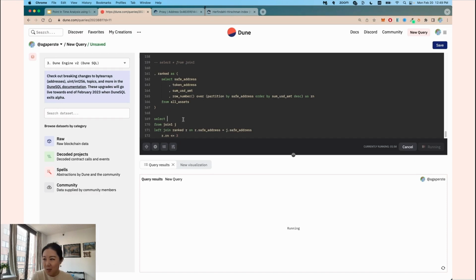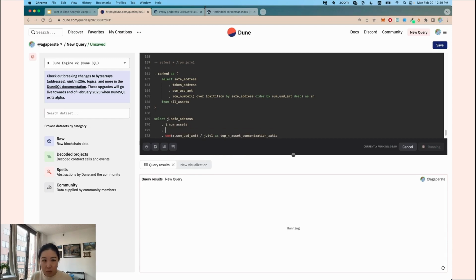Let's start listing our various metrics that we want. Actually, before we do that, let's just do the most important part, which is to find the top n asset concentration. So we're going to sum up the sum USD amount for these top n or top 3 assets, and then we're going to divide that by the total value locked. So that is our top n asset concentration ratio.